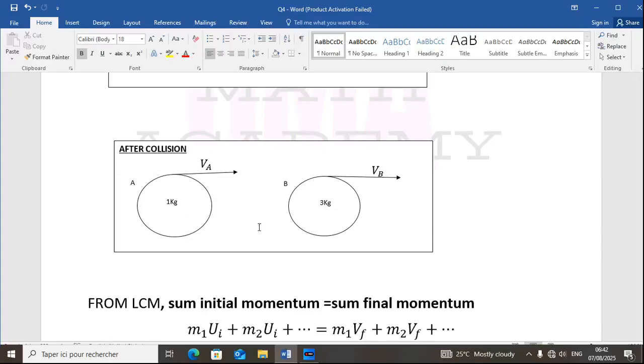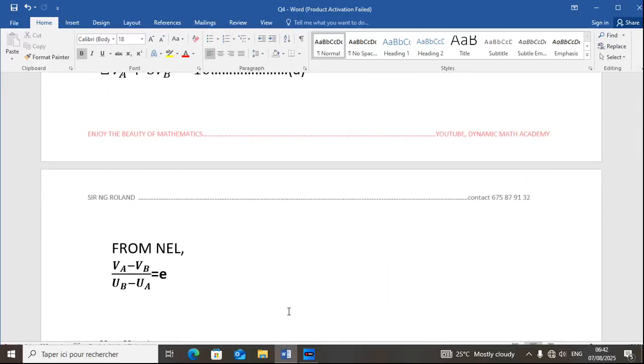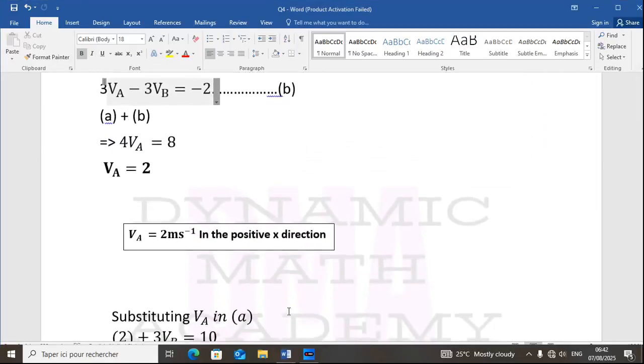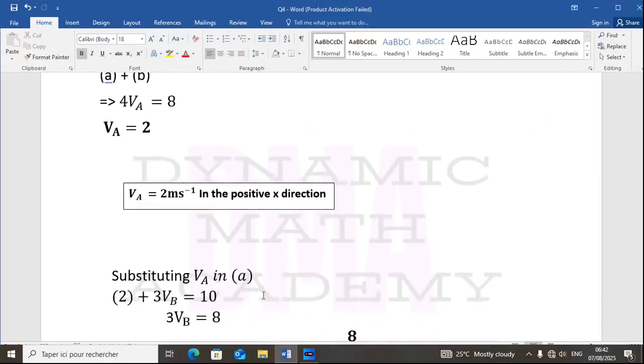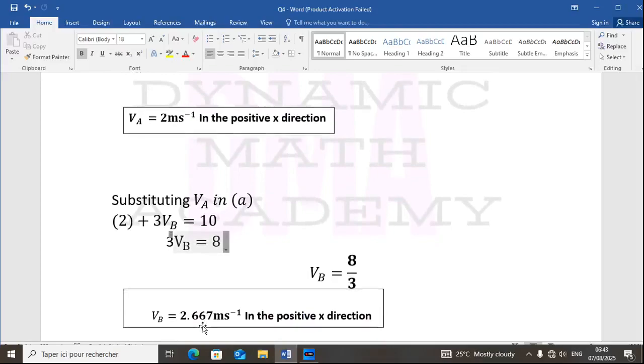So to have the velocity of B after collision, we are simply going to substitute the velocity of A in any of the equations. So if we try substituting in equation A, we're going to have 2 plus 3 VB is equal to 10. And from there, 3 VB is equal to 8. That's 10 minus 2, 8. And your velocity of B will be equal to 8 on 3, that's approximately equal to 2.667 meters per second in the positive x direction.